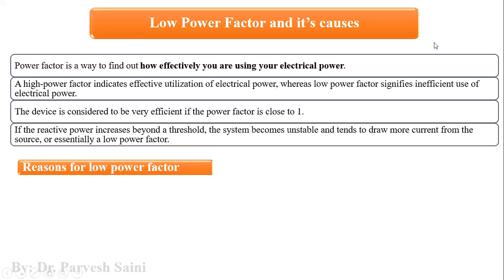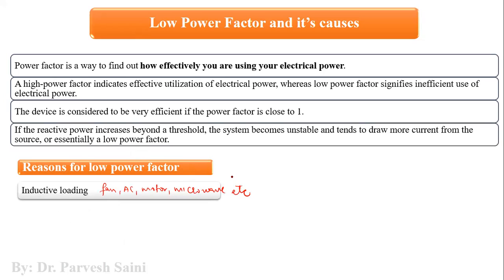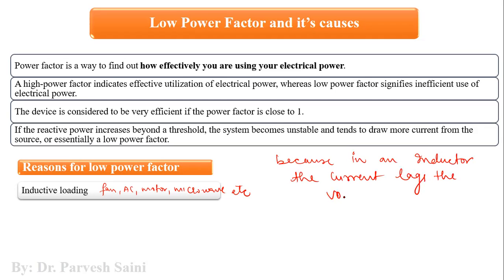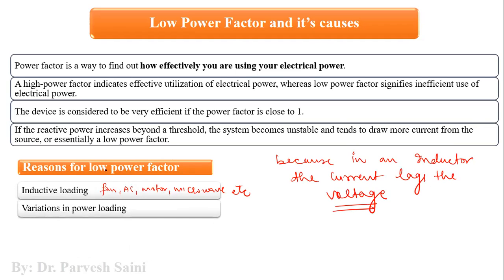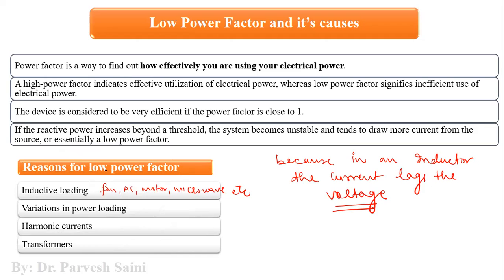Now let us understand the possible reasons of the low power factor. Most of our electrical systems, and the loads which we have, are inductive in nature. Let us take the examples: fan, AC, motor, microwave, etc. So 90% or more than 90% of our loads are inductive in nature. This is one of the reasons of low power factor, because in an inductor the current lags the voltage, right? The second reason is variations in power loading. The third reason is harmonic currents, and one more reason is the transformers, basically, because transformers are also inductive systems.